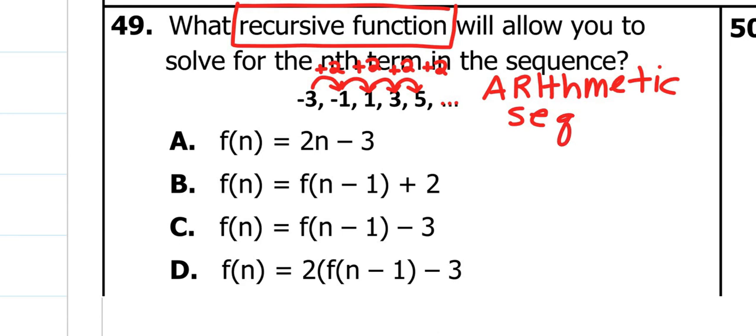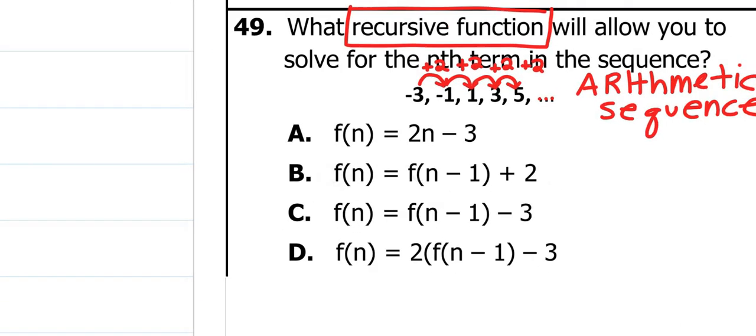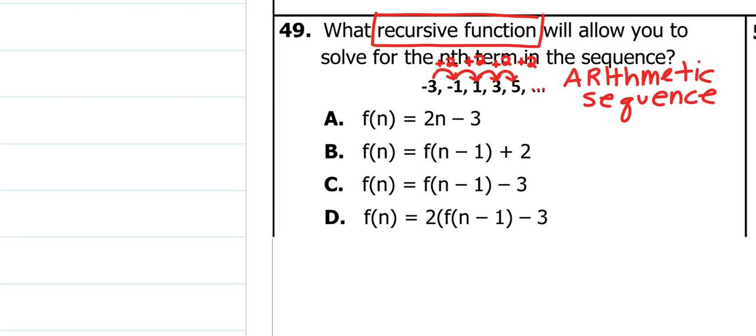An arithmetic sequence is when you have a pattern of numbers, or a list of numbers, and the same amount keeps getting added to get to the next number. Now, when they want a recursive function for an arithmetic sequence, it's always going to be in the same form. And the form is going to look like this.